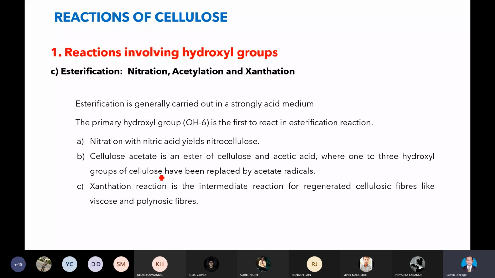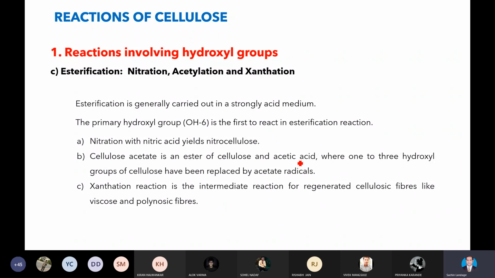Cellulose acetate is an ester of cellulose and acetic acid. There will be a reaction between the OH groups, the primary and secondary hydroxyl groups, and we are going to get cellulose acetate. That is actually the diacetate. And in cellulose triacetate, all three OH groups are replaced with the acetate group. So Cell-O-COCH3, that is, we are going to get the ester linkage over there.